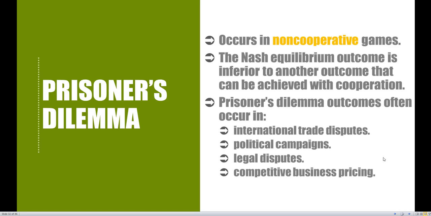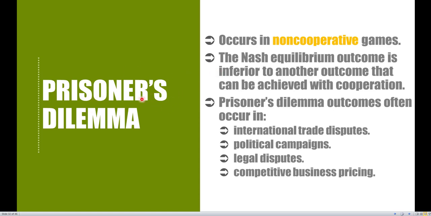The very first simultaneous move game that we took a look at was an example of a prisoner's dilemma, and remember that these occur in non-cooperative games. The Nash equilibrium that we get under a prisoner's dilemma is inferior to another outcome that could be achieved with cooperation. So in effect, both of the players get an outcome that is inferior to one that could have been achieved if both of the players could talk with one another.